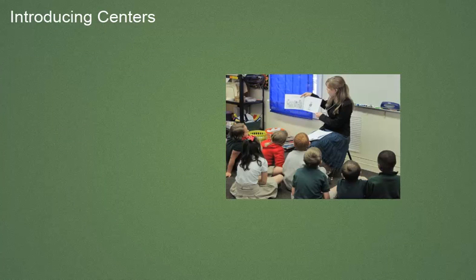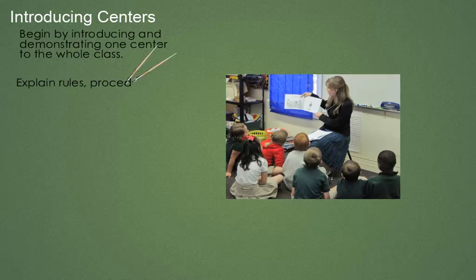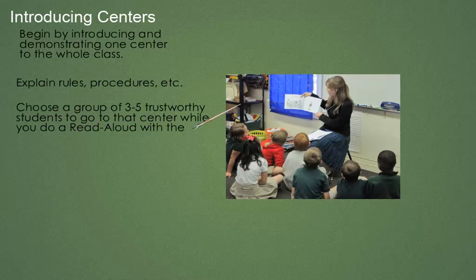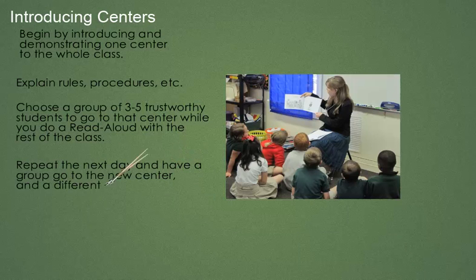Now for introducing centers. Begin by introducing and demonstrating one center to the whole class. Be sure to explain the accompanying rules and procedures as well. Then, choose a group of 3 to 5 trustworthy students to go to that center while you do a read aloud with the rest of the class. Repeat this process the next day with a new center.